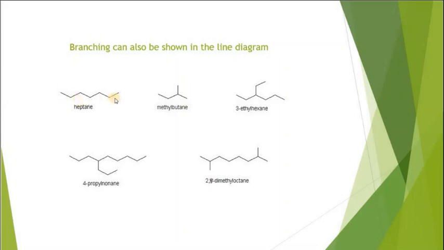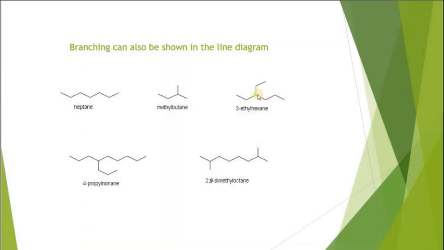For example, this is a normal heptane having 1, 2, 3, 4, 5, 6 and 7 carbon atoms. This is a compound that is methyl butane, 1, 2, 3, 4, and there are 4 carbon atoms in the chain. And branching is being shown over here. This is a methyl group which is attached to butane. Only a single straight line is showing you the CH3 group at the top.